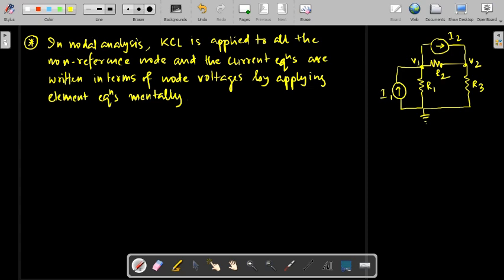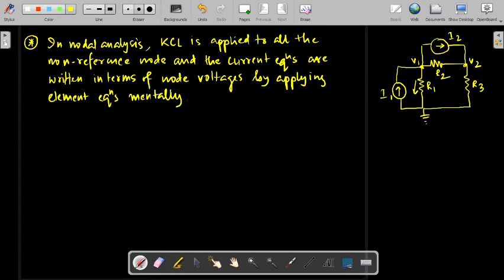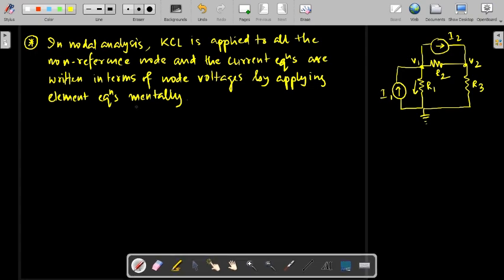That current equation is written in terms of the node voltages. While representing, suppose, this current using node voltage, this current is equal to V1 minus 0 by R1. This way, by applying element equations for the different elements present in the circuit, we represented the current equation in terms of the node voltages. So this was the basic method I discussed in the last class.